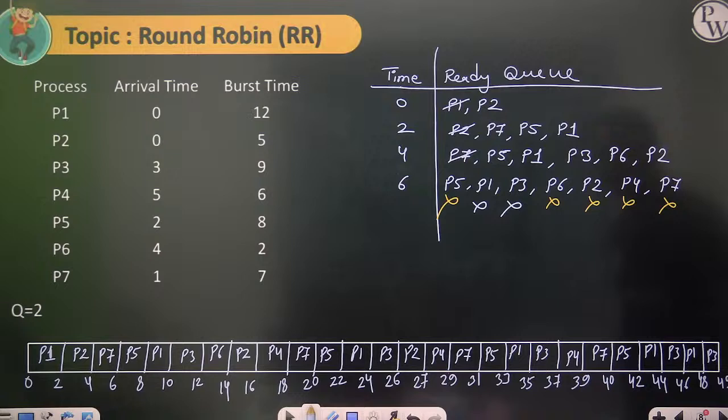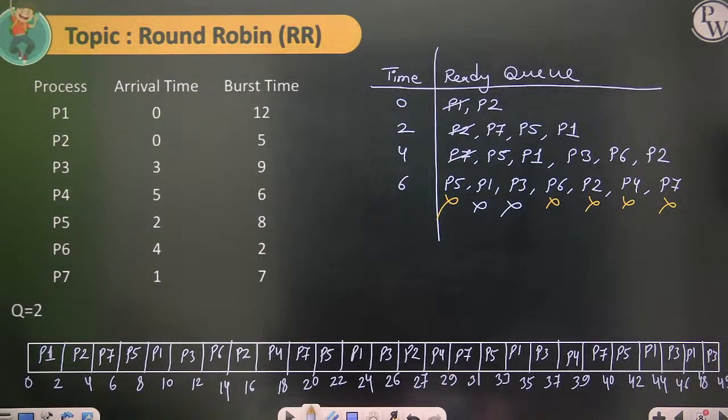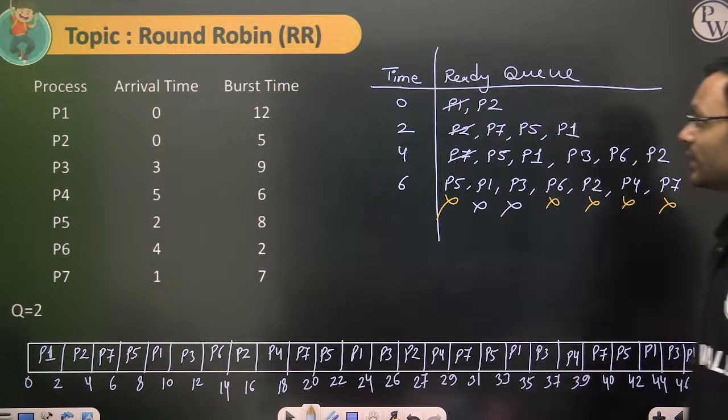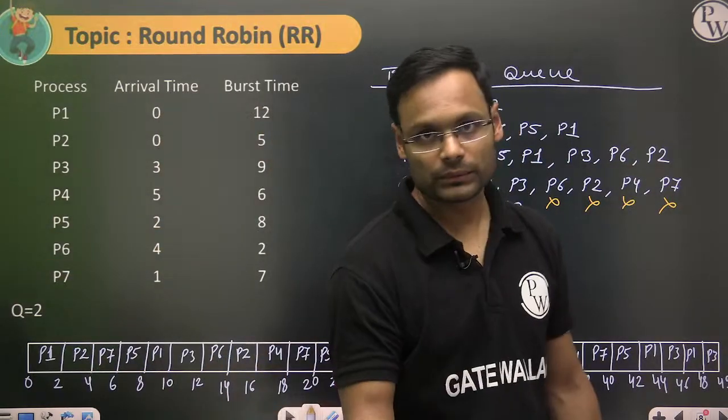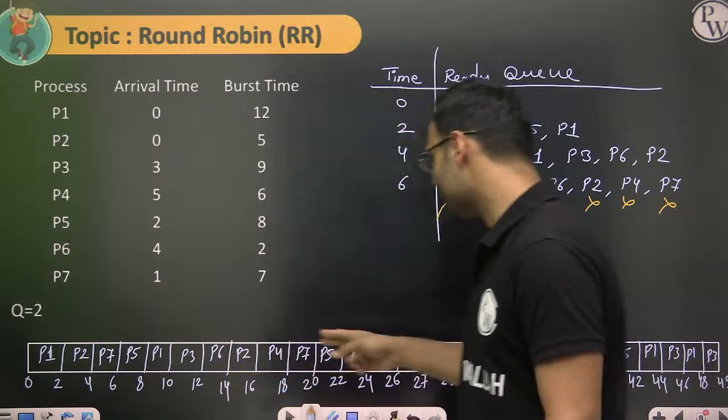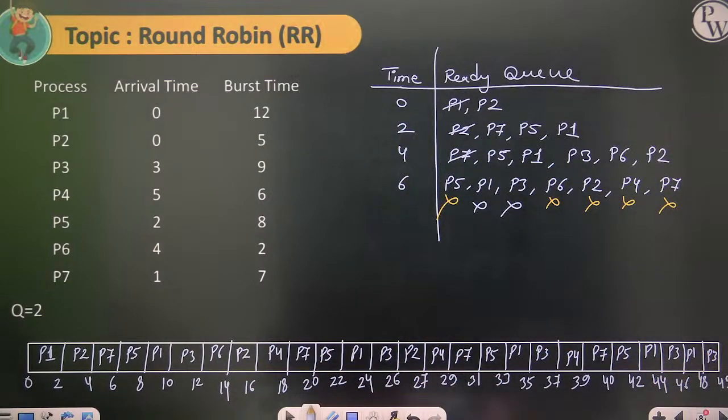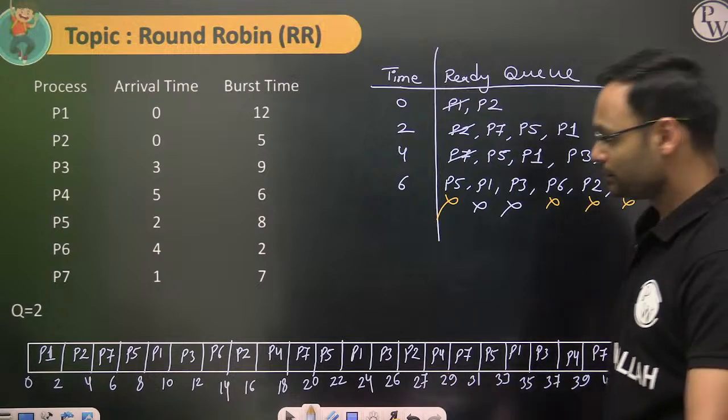Okay, so this was the entire question. Like this you will solve. Now, see, the thing is, if you could have taken quantum little bigger, 3 or 4, the number of switches will be little lesser than this. So processes will run little longer and switches will be lesser.